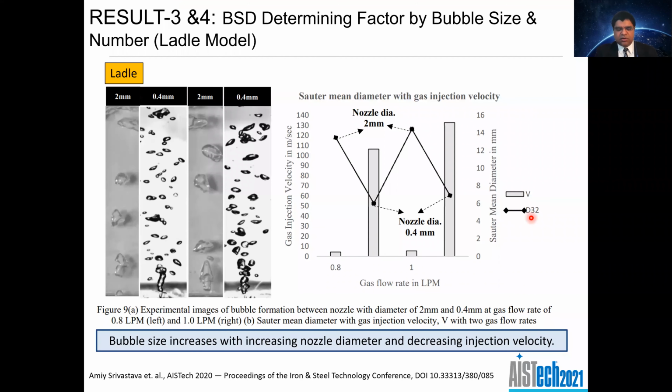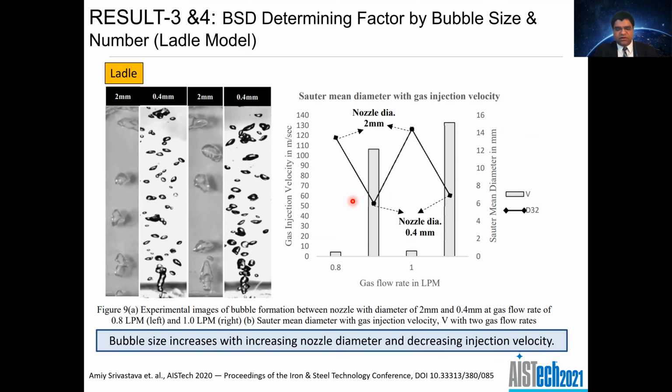After establishing the role of gas flow rate on the bubble size distribution, we wanted to further identify some bubble size distribution determining factor. For that, we took two different nozzle diameters: one is a 2 mm nozzle diameter, and the second is from the current research, which is 0.4 mm. We found that when we use a smaller nozzle diameter, the number of bubbles increased and the average diameter of the bubbles was reduced.